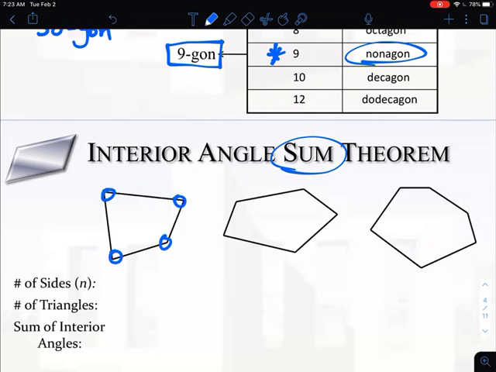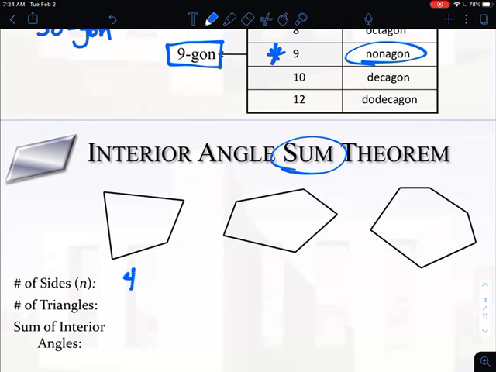Triangles, we already know from previous chapters and lessons, always add up to 180. That was one of the properties that we used every single time. So a triangle, no matter what it looks like, has 3 angles inside that add up to 180. Well, that property applies to all of the rest of the polygons as well. Every quadrilateral has the same angle sum, and every pentagon has the same angle sum.